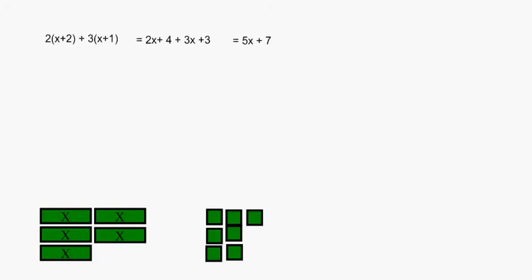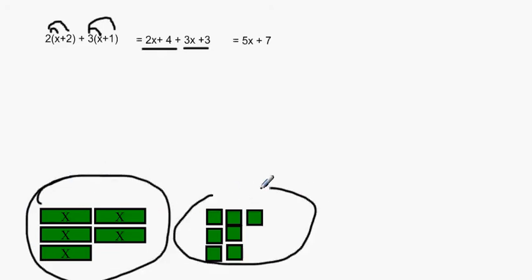I've multiplied to get rid of my brackets. I've distributed, so there's my 2x and my 4, so 2x plus 4, and positive 3 times x, and positive 3 times 1 gives me positive 3x and positive 3, and then combining all the like terms, I get my 5x plus 7, which is what I have up here.